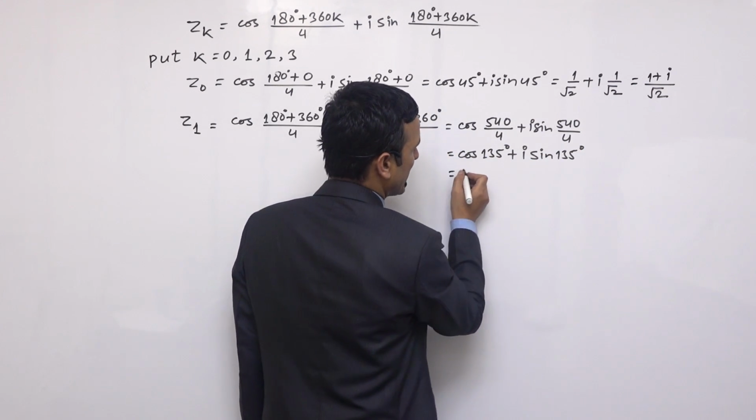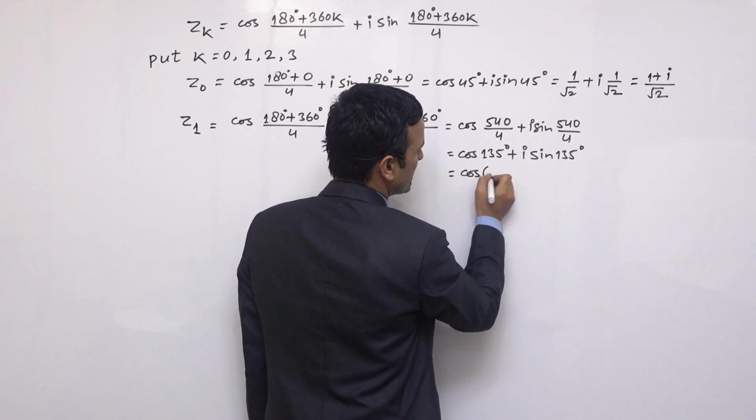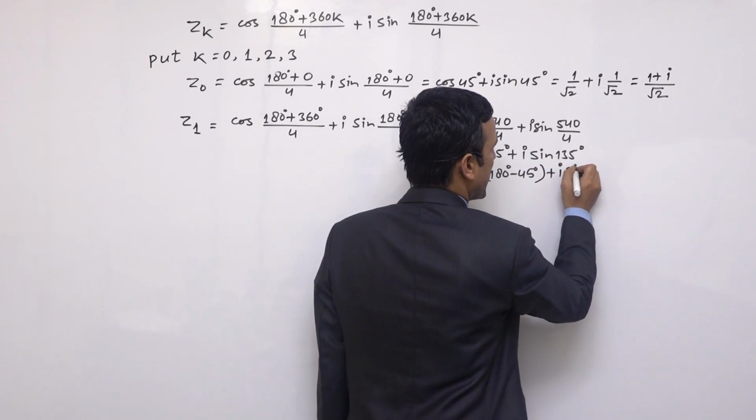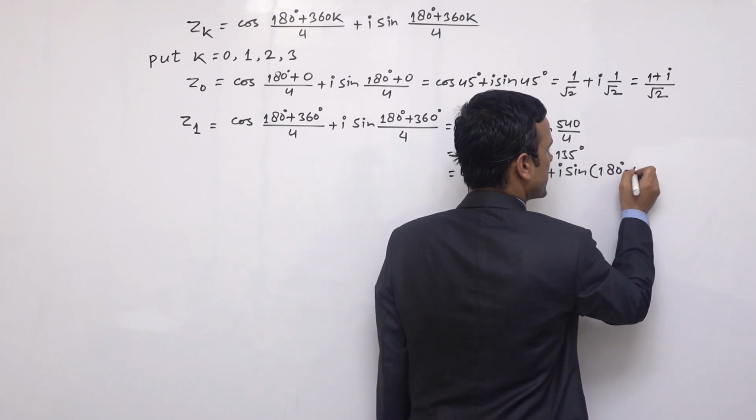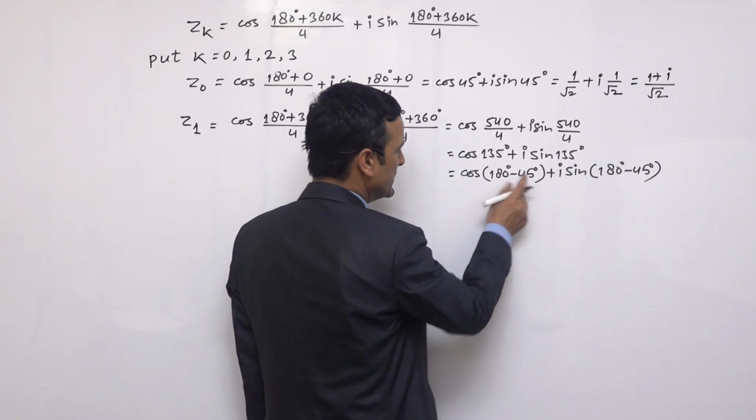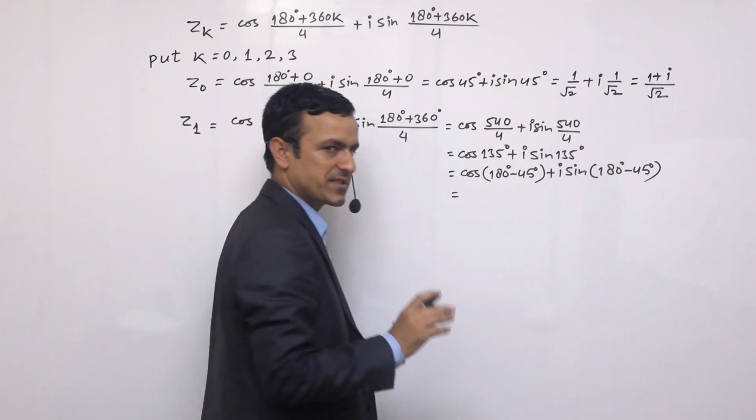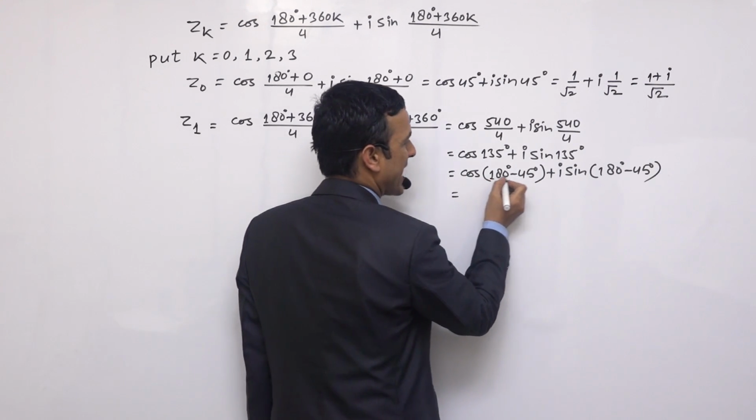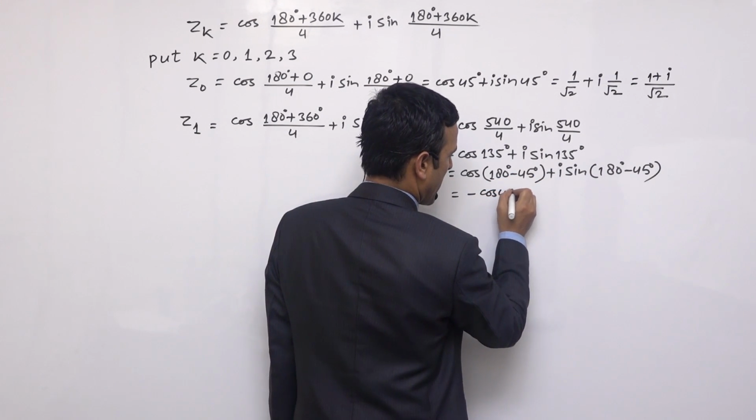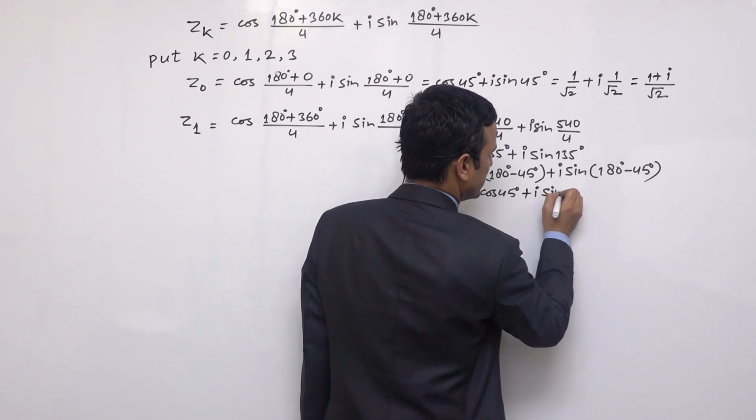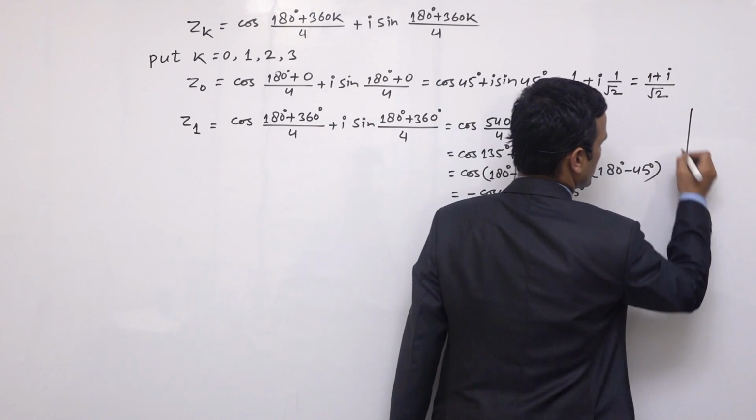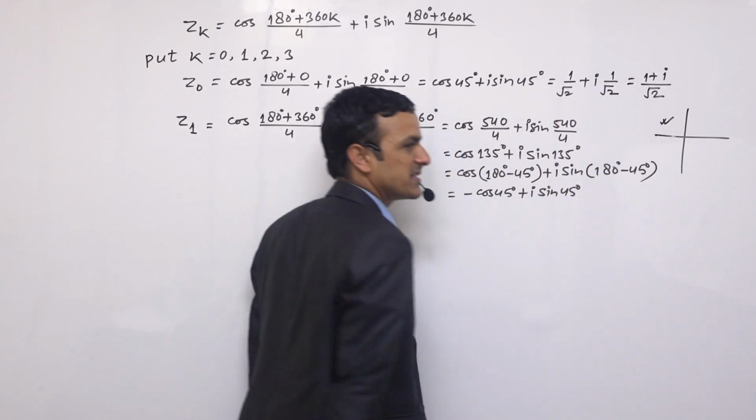So if you find out the value of this, then it will be cos (180 minus 45) plus i sin (180 minus 45). Now cos 180 minus 45 lies in the second quadrant. So its value is negative, so minus cos 45 plus i sin 45 degree. 180 minus theta means second quadrant, so it is over here. It lies in the second quadrant.